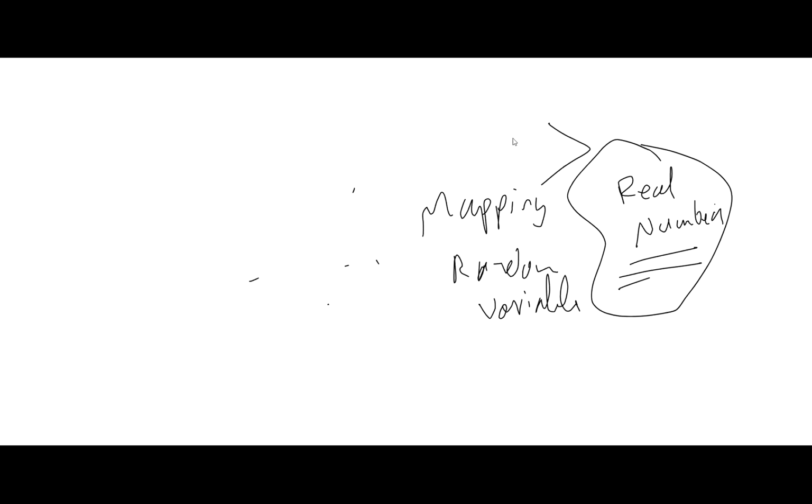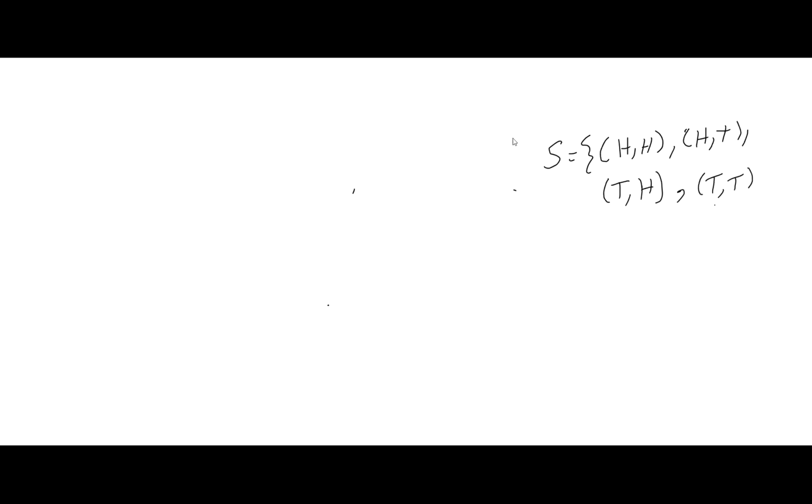Now let us define the random variable. By the way, you can define the random variable in different ways, as we will see. Here the outcome of the experiment is the sample space. As we said, it is head head, head tail, tail head, and tail tail.